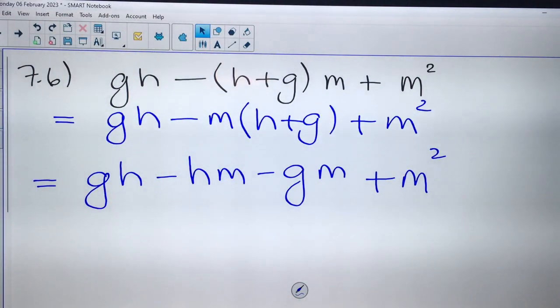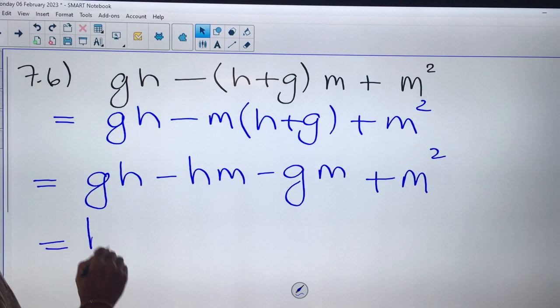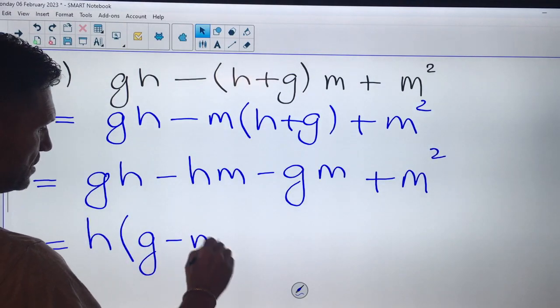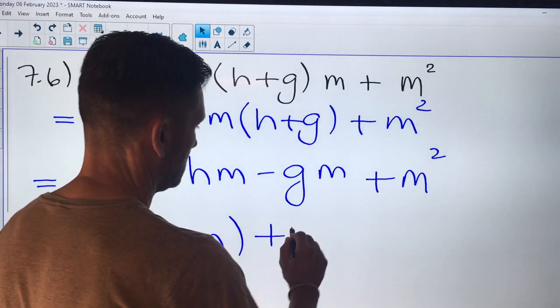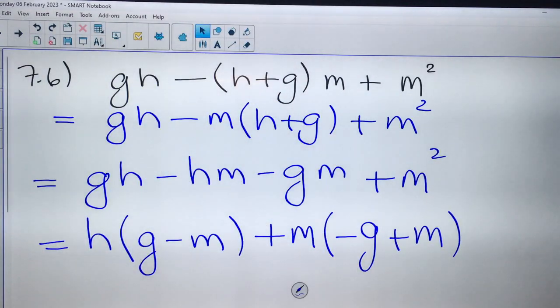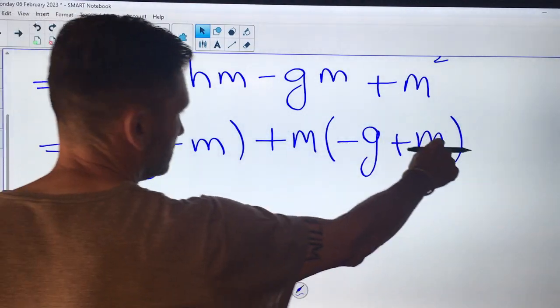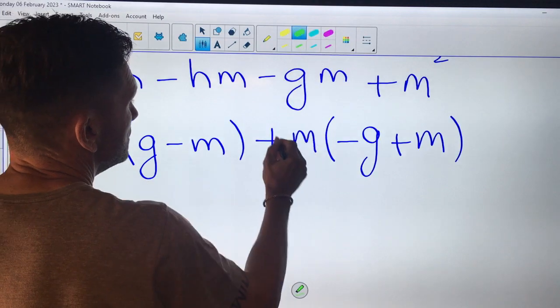And what now? Look at the first two. What is the common factor in the first two? H. And we are left with G minus M. What is the common factor in the next two? M. Do we have the same bracket? No, sir. So if I want to make this one positive and that one negative, I need to change the sign in front. So I need to change this sign.